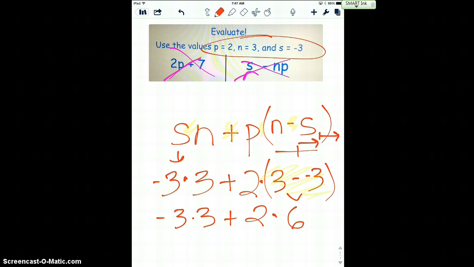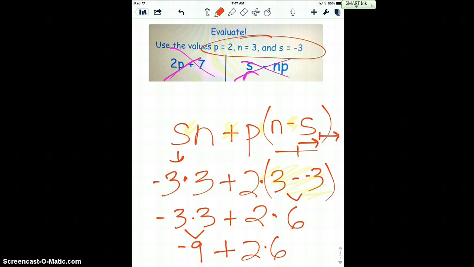And now order of ops, there are no exponents, so I'm going to go to multiplying and dividing. And I have multiplying happening, so I'm going to multiply from left to right. -3 times -3 is -9, because they're different signs, so it's going to be negative. Plus, and bringing down the problem.